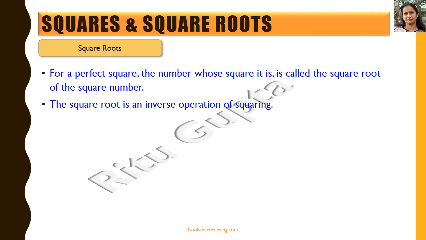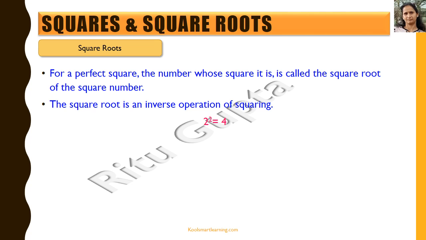So square root is basically an inverse operation of square. For example, we have subtraction, which is an inverse operation of addition. We have division, which is an inverse operation of multiplication. Similarly, square root is an inverse operation of square.